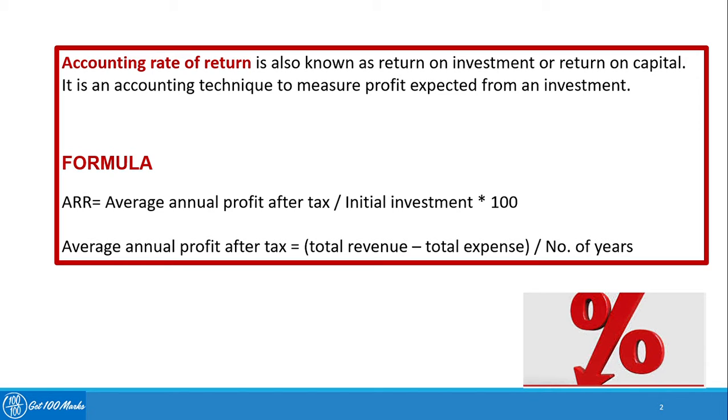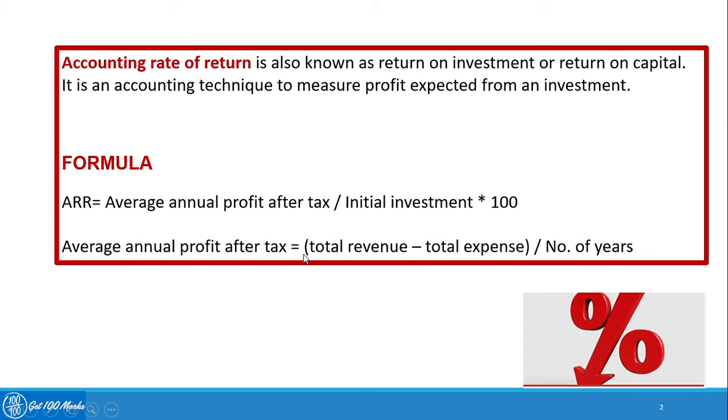at the formula. The formula is given as average annual profit after tax divided by initial investment. When multiplied by 100, it gives the ARR in the form of a percentage. Now, the average annual profit after taxes is total revenues minus total expenses. Please remember that this is profit after tax.